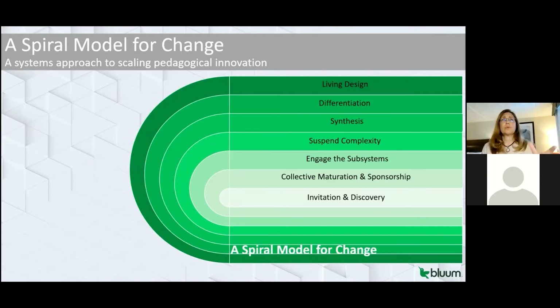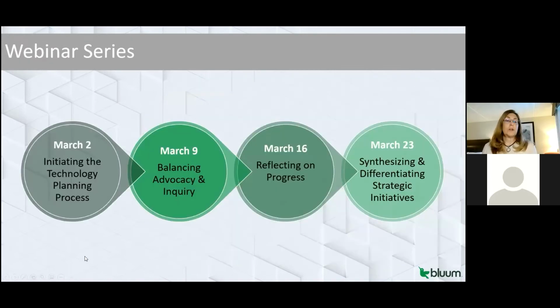I'll use the terms schools and school districts interchangeably throughout the presentation. The series started March 2nd, and we talked about initiating the technology planning process and plotting a strategic journey. Today, we're going to build on that, and look at how we can balance advocacy and inquiry to our advantage to move our initiative forward. The next step in the spiral model for change is collective maturation and sponsorship. We'll get into what that means in just a minute.